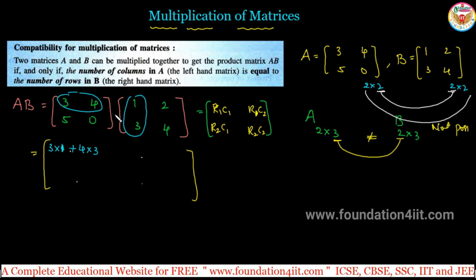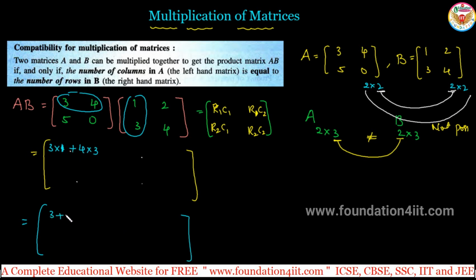So first row, first column: 3 into 1 plus the next element with the next element. We simplify in the next step to get the answer. 3 ones are 3 plus 4 threes are 12. So 3 plus 12, the result is 15. So we got 15, right?